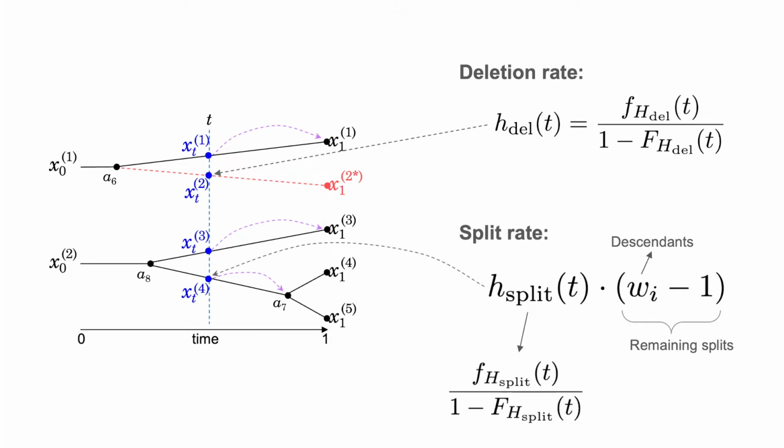Okay, so F_H del is now a distribution, or it's a function that maps from the interval 0, 1 to the non-negative real numbers, and it integrates to 1. So it's a PDF, or cumulative, I think. Define.